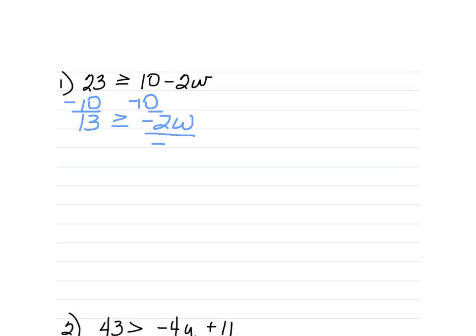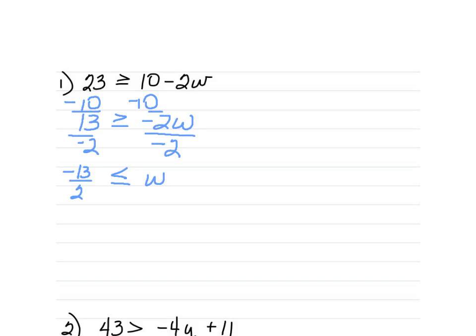Now I have to divide by negative 2. As I'm dividing by a negative 2, immediately I recall I have to flip my inequality right away. And so I have negative 13 over 2. You can write negative 6.5, whichever way you want, is less than or equal to w.